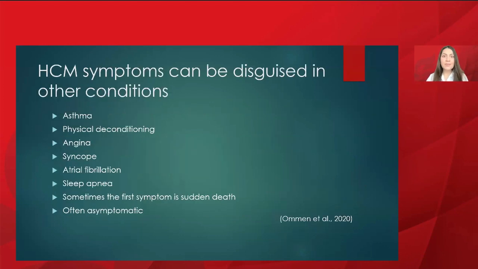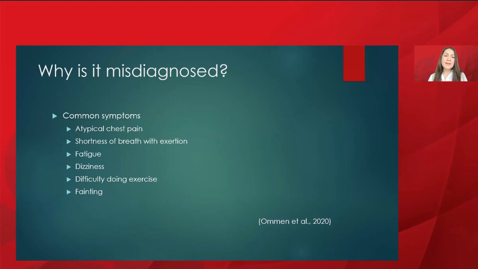So what are these symptoms and why are they so difficult to diagnose? And that's why we call it a cardiomyopathy in disguise. So let's look at these symptoms. Asthma, physical deconditioning, angina, syncope, atrial fibrillation, sleep apnea. Sometimes the first symptom is sudden death, as I mentioned, but often it's asymptomatic. So if you see any of these symptoms, HCM is not going to be on your radar most times. And that is because these symptoms are very common.